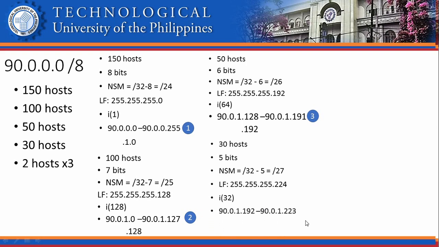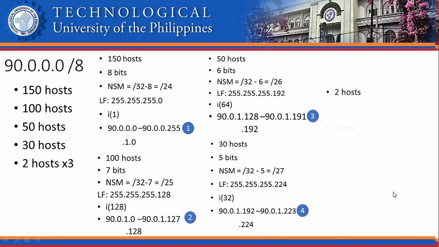So, 90.0.1.192, yun magiging network address natin. For our broadcast address, magiging 90.0.1.223. Okay? So, nag-add lang tayo ng 32 sa 192, kaya magiging 0.224. Diyan tayo susunod na mag-increment na.